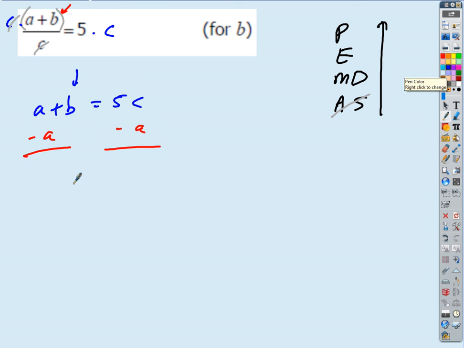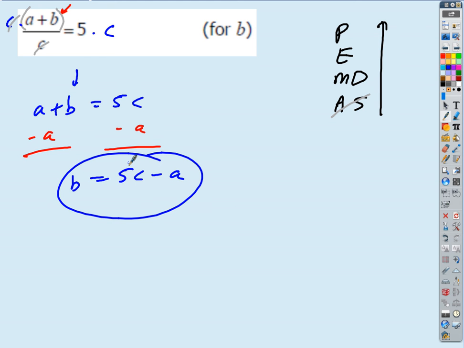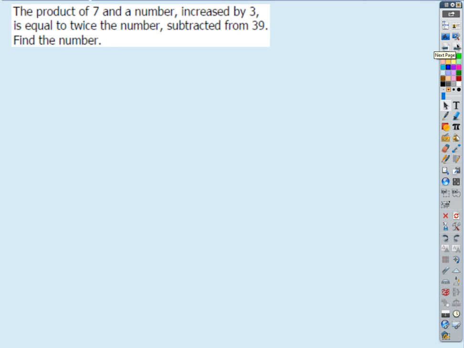And we get B equals 5C minus A. Right? Okay, we solved for B, we got C's and A's in our answer, that's okay. All right, so you'll get some practice with those.